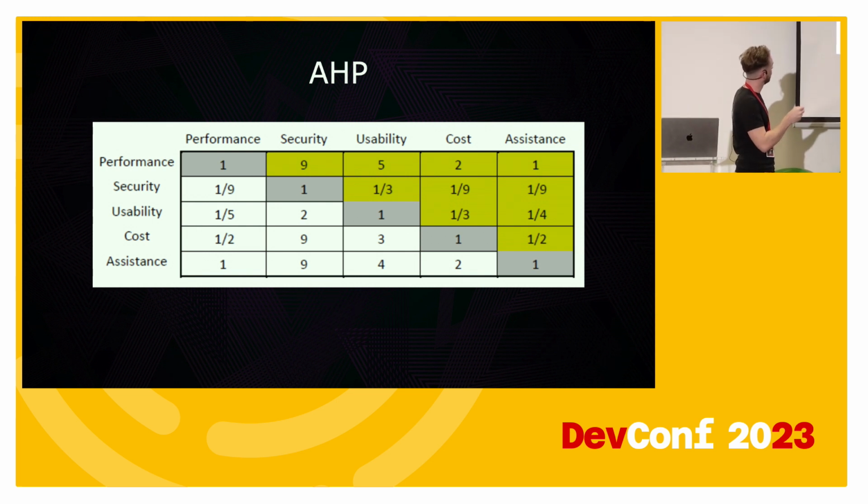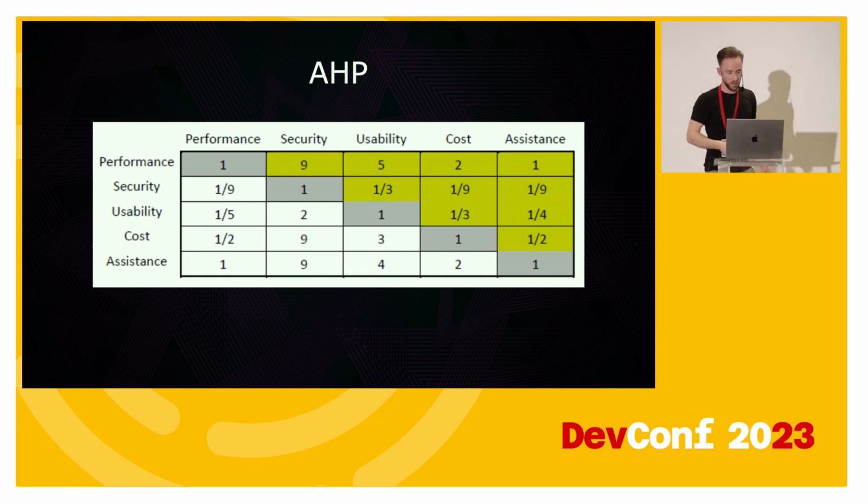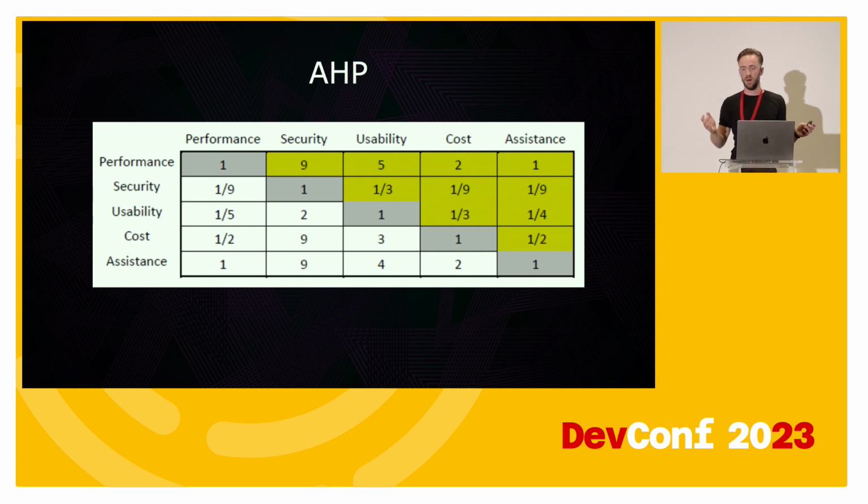Once you're done, you move to the second row. You start with security versus usability. Apparently in this case we find usability more important, and so on. Then you add those together. It's a sum of each row. That will be the weight of the property for the decision model.